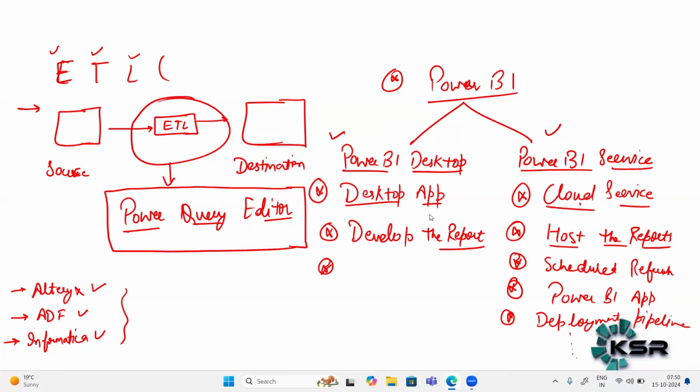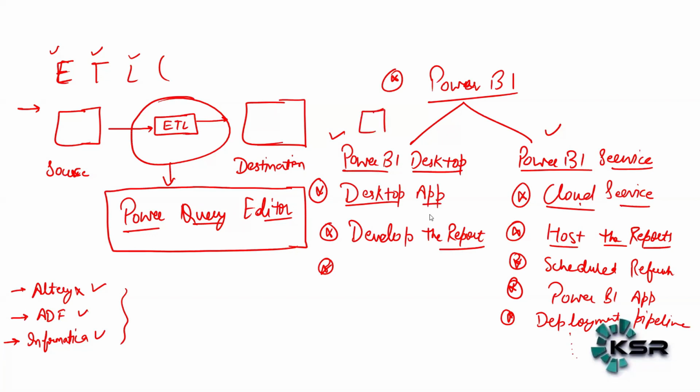When we develop the report and click on that publish button, it will publish the report to Power BI service. That's fine, but what we are discussing is, if Power BI service altogether is not there, then what will be the issues that we can face? We are trying to figure out the motivation behind Power BI service, why it is important.